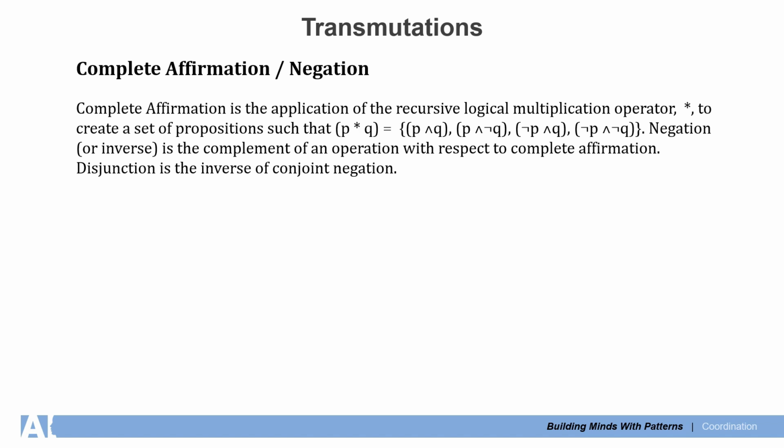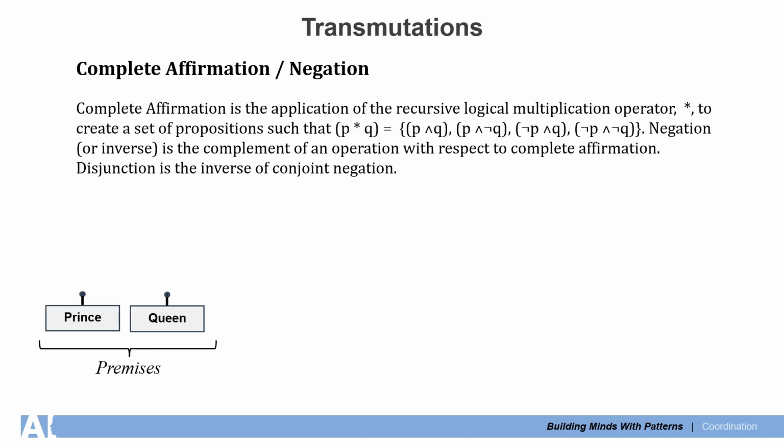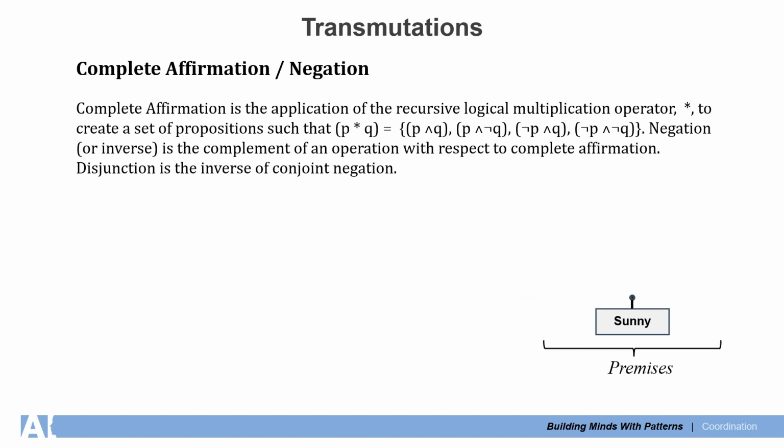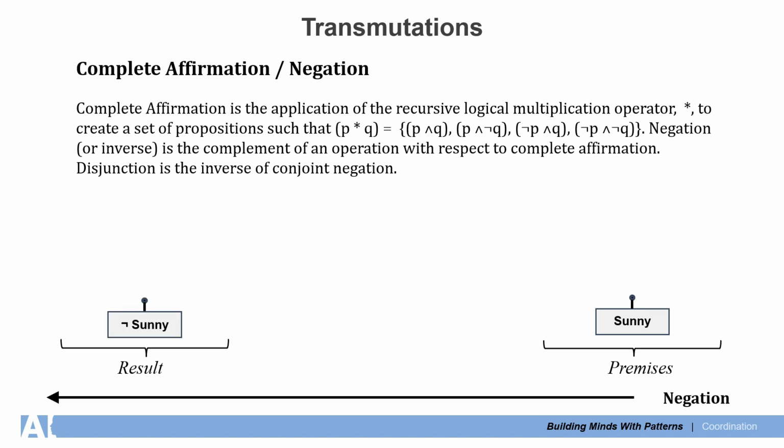Negation, or inverse, is the complement of an operation with respect to complete affirmation. Disjunction is the inverse of conjoint negation. So given prince and queen as premises, complete affirmation would give us prince and queen, prince and not queen, not prince and queen, not prince and not queen. If our premise was sunny, negation would give us not sunny.